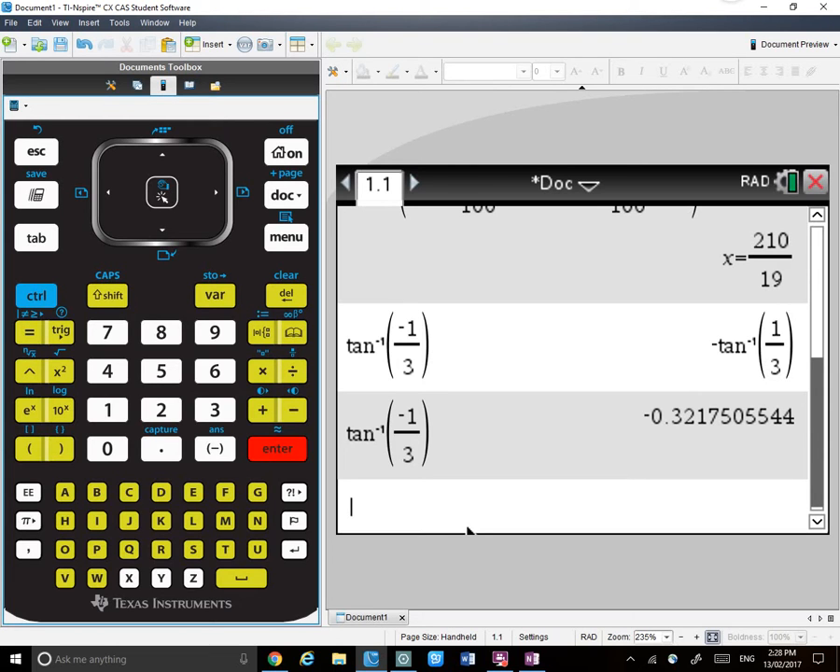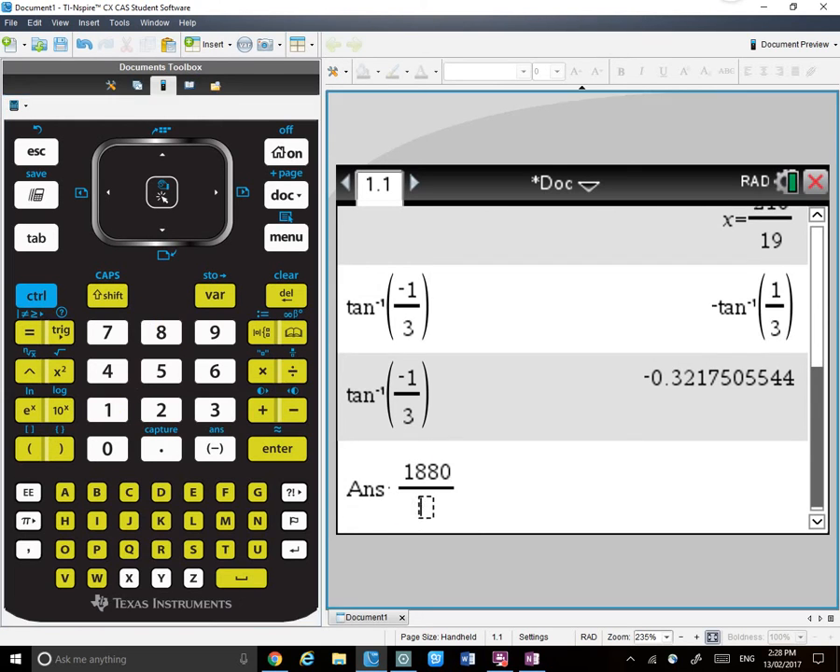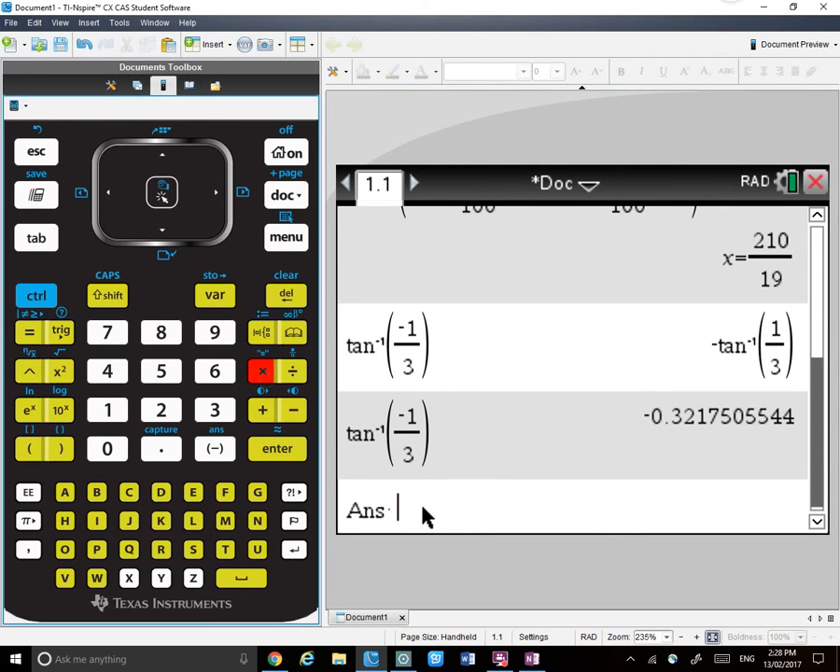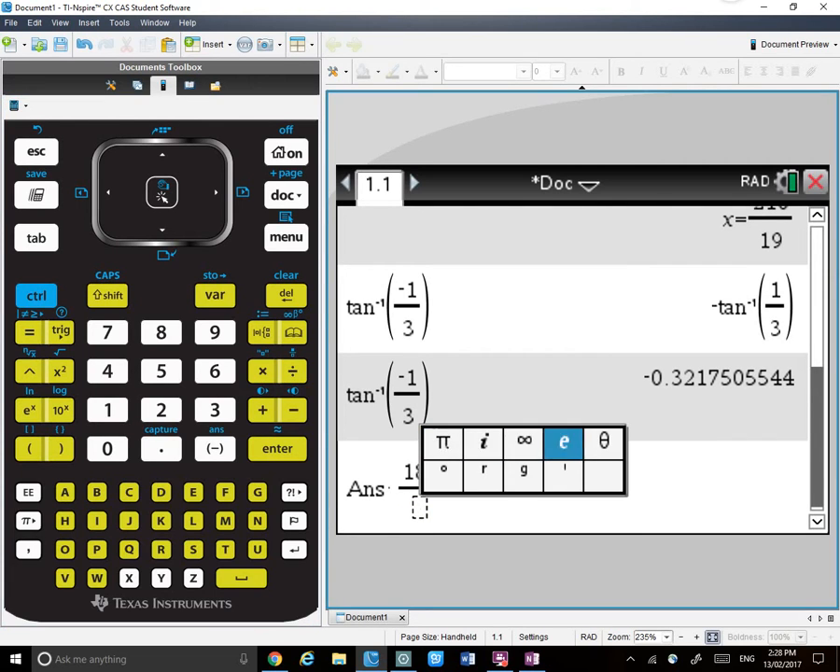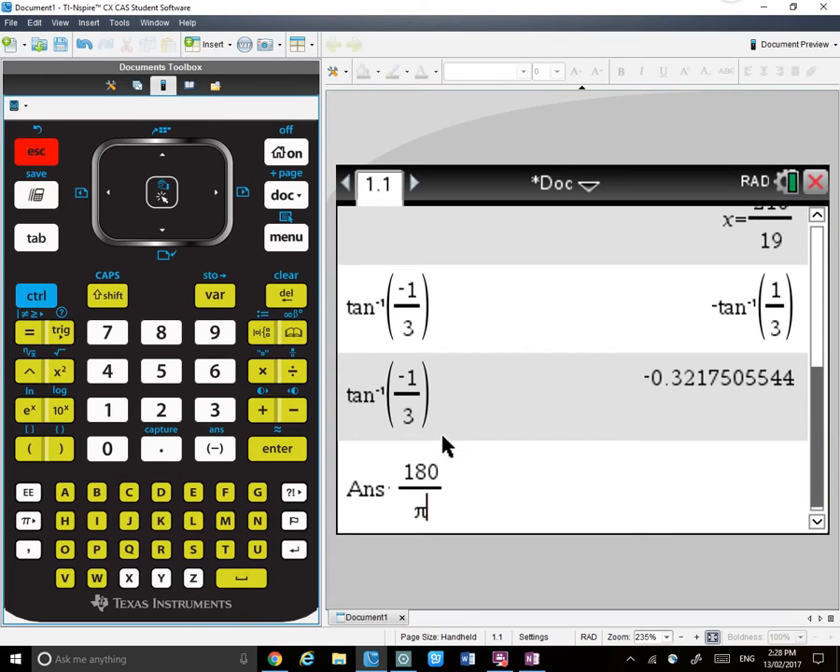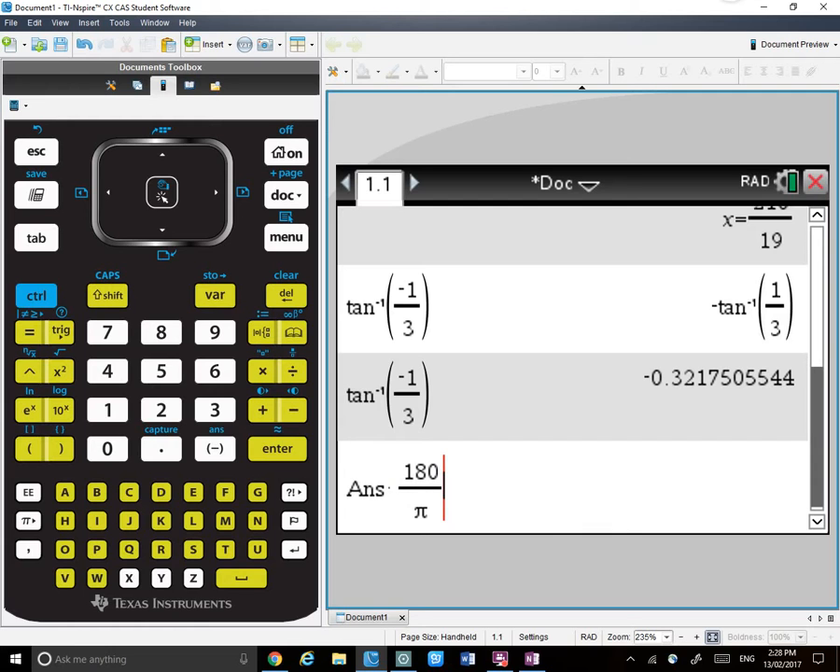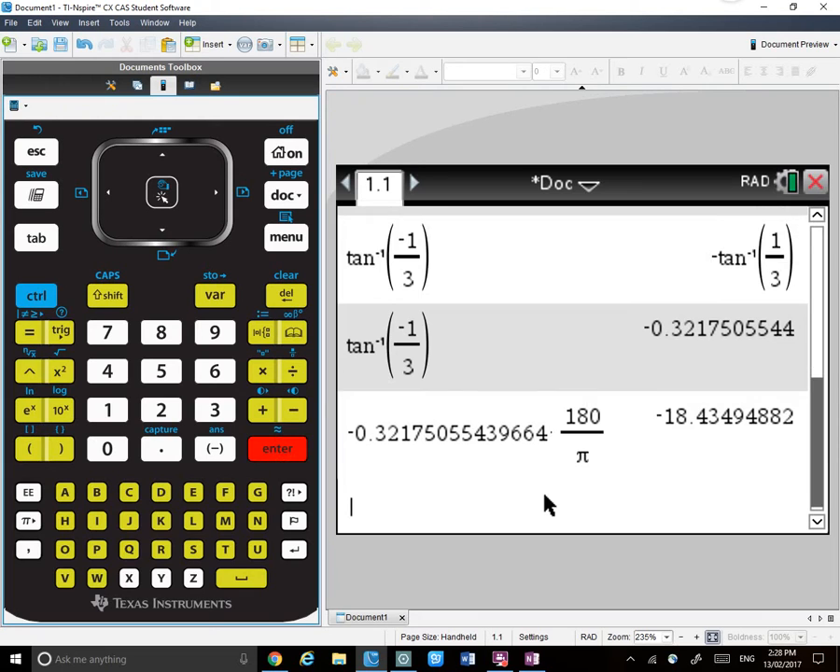I want to convert that into degrees. So how can I convert that into degrees? I will multiply this value by 180 over pi, right? Times this by 180 over pi. Okay, radians to degrees, multiply by 180 over pi. So that gives you this much. Okay, negative 18. Why is it a negative number?